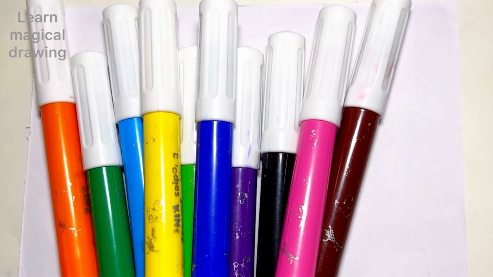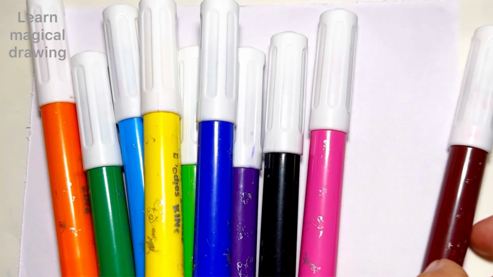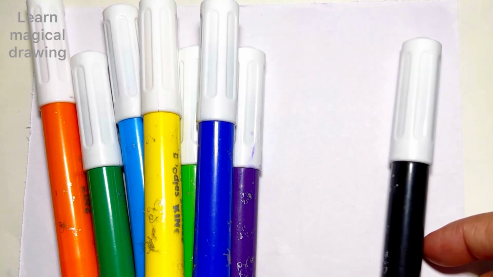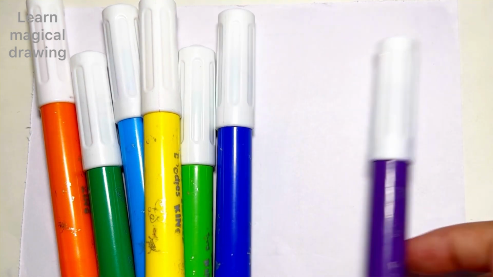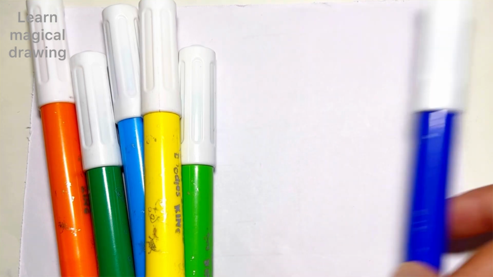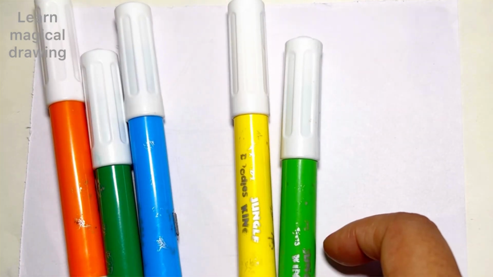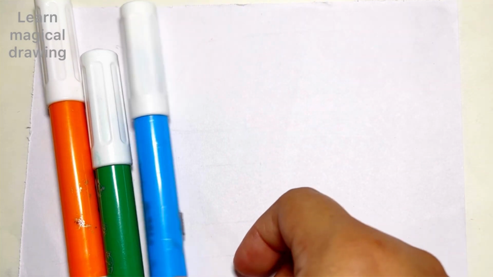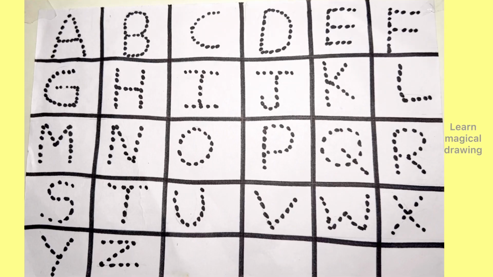Red color, brown color, pink color, black color, purple color, blue color, green color, yellow color, sky blue color, dark green color and orange color.